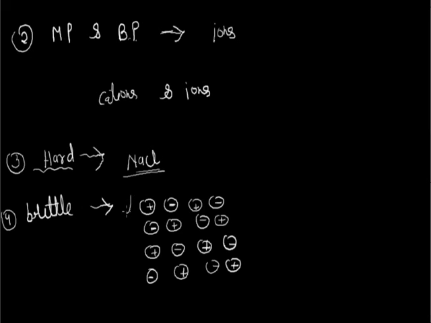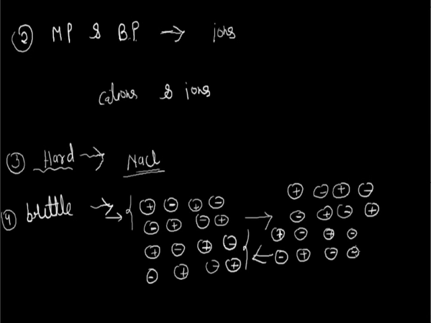When we are applying external force, what is the picture after this force? That one is plus, negative, in the alternate order. So according to this figure, on applying force, similar charges come close together. That's why when we apply force, ionic compounds are broken into small pieces. That is called the brittle nature of ionic compounds.